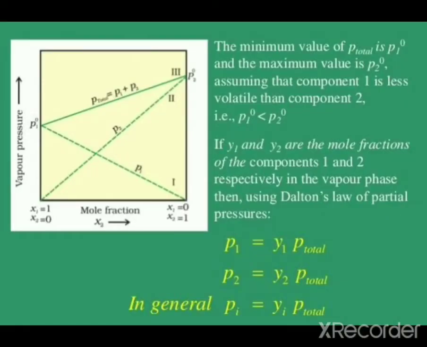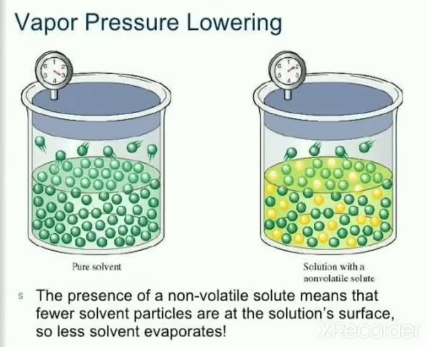According to Dalton's law of partial pressures, you know that Pi is equal to chi i P total. So here, if y1 and y2 are the mole fractions of the components 1 and 2 in the vapor phase, then using Dalton's law, we get P1 is equal to y1 P total and P2 is equal to y2 P total. Consider a solution in which the solute is non-volatile and the solvent is volatile.